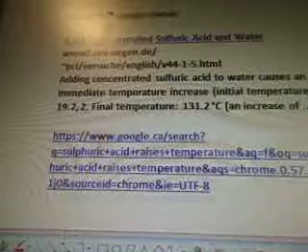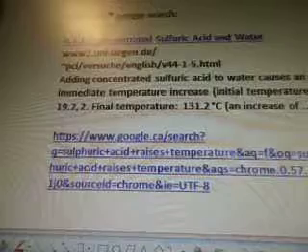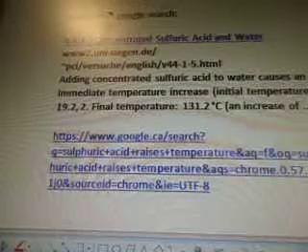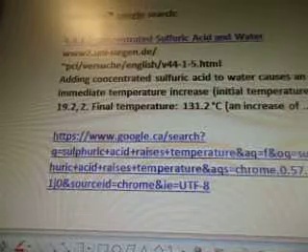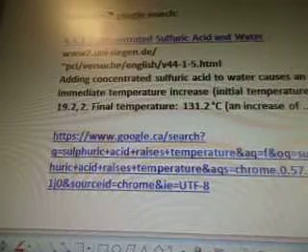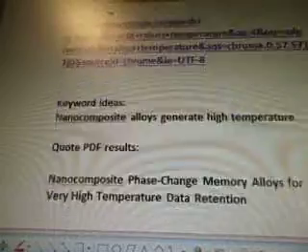www.siegen.de. There's the link there, and then there's the Google link there. Adding concentrated sulfuric acid to water causes an immediate temperature increase. Initial temperature, final temperature is 131.2 degrees Celsius.